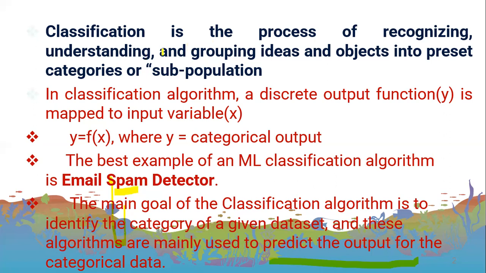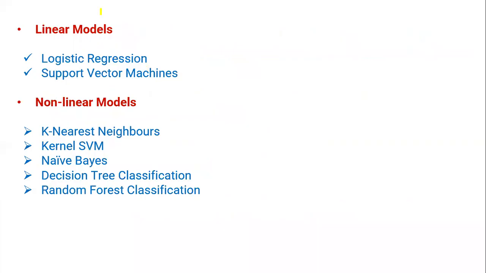Apart from this, there are some algorithms associated with classification that come under the category of linear or non-linear. Under linear, we have algorithms like logistic regression and support vector machine. Under non-linear models, we have algorithms like k nearest neighbors, kernel SVM, naive Bayes, and decision tree classification. At last, you have random forest classification.